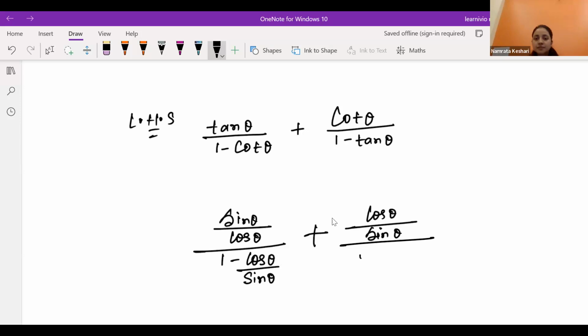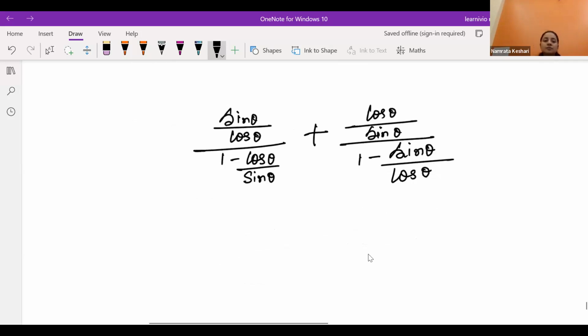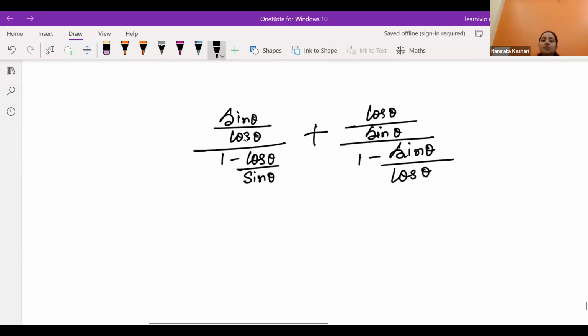So far, any confusion? Any confusion so far? No. Let's continue. Now we will try simplifying the numerator. We will try simplifying the denominator. Numerator, we don't have anything to simplify. Sine by cos is there. We will keep it as it is. Denominator, we will be doing the simplification.